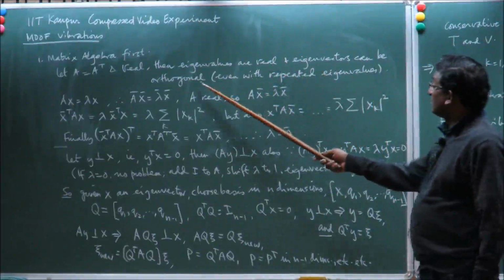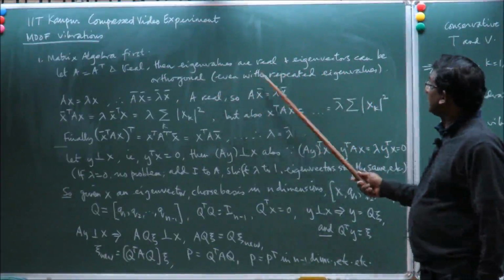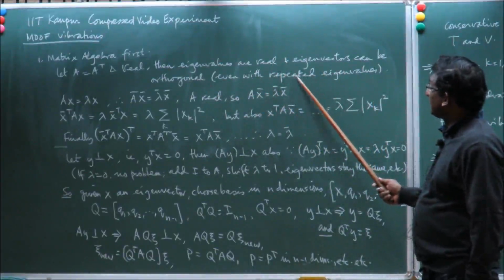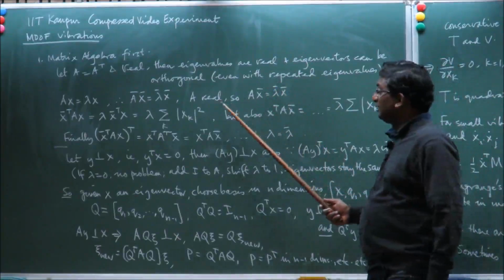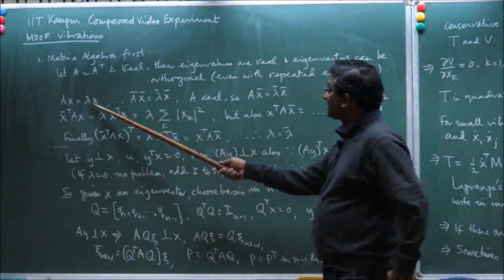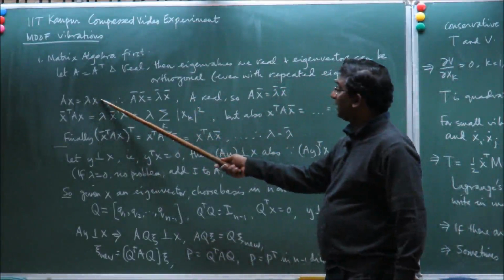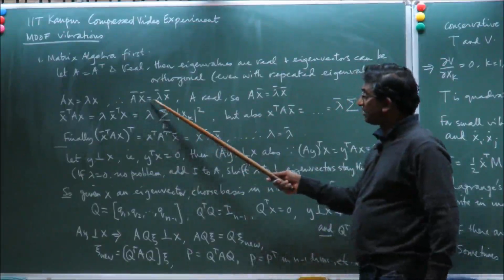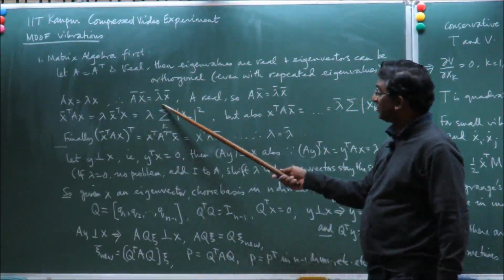can be orthogonal. That means they are orthogonal when they are not repeated, and when they are repeated they can be chosen to be orthogonal. Why is this true? So let Ax be equal to lambda x, that's one eigenvalue and the corresponding eigenvector, and we can take the complex conjugates of all quantities and that's still true.